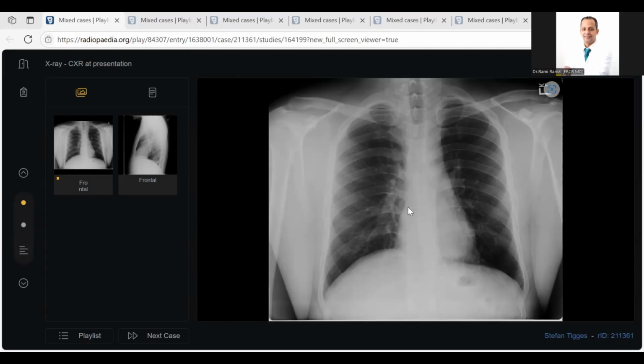What else? Since I don't see anything obvious, I'm going to go through my checklist. I see that the lung apices are normal. The superior mediastinum and the hila are normal. The subdiaphragmatic regions are normal. I don't see anything very obvious in the retrocardiac region. The cardiac shadow is within normal limits. Nothing very obvious in the bony structures. The soft tissues are normal as well because I don't see any supraclavicular thickening.